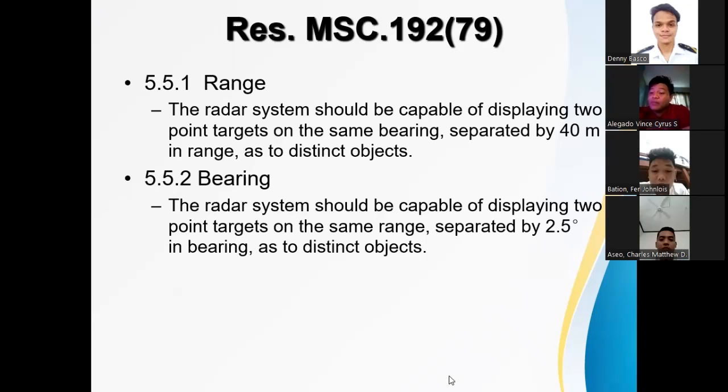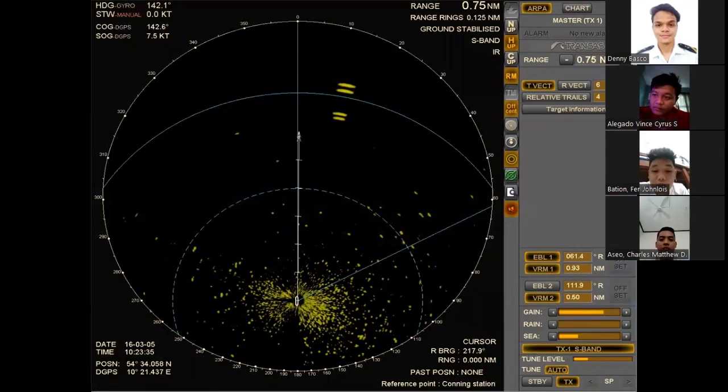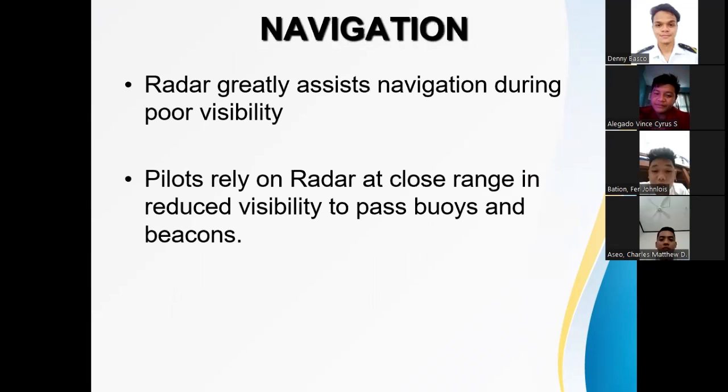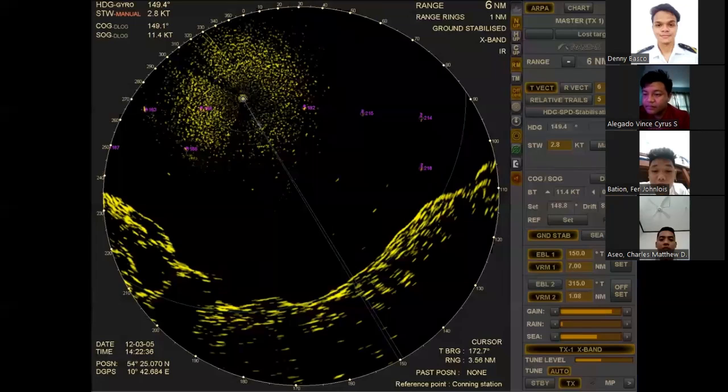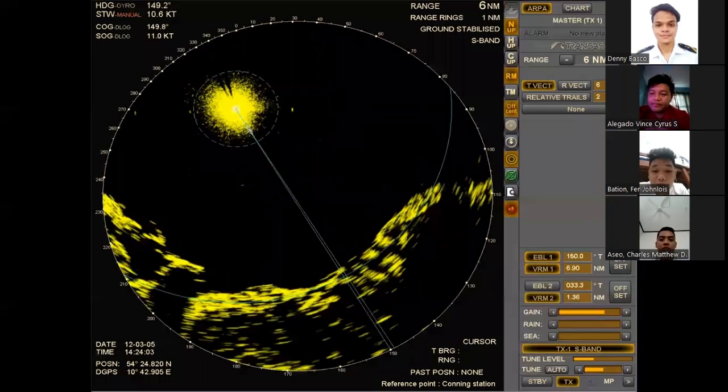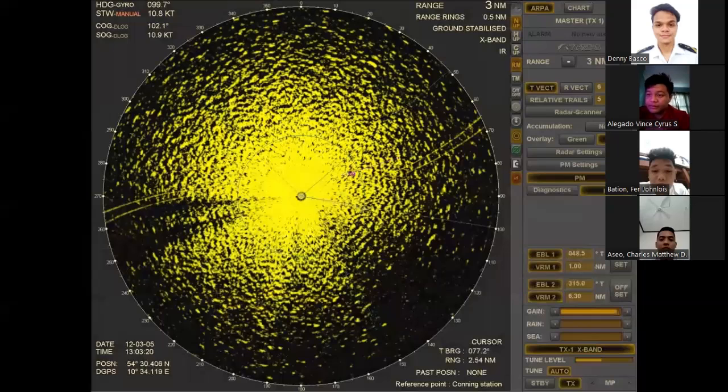The next slide would be the examples of radar ARPA. Navigation: radar greatly assists navigation during poor visibility. Pilots rely on radar at close range and reduced visibility to pass buoys and beacons. These are the examples.